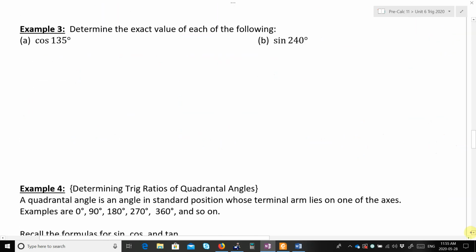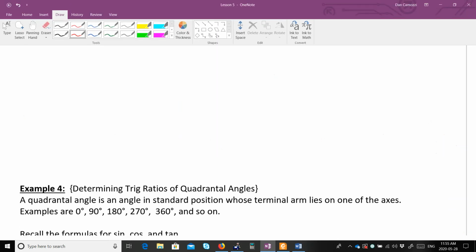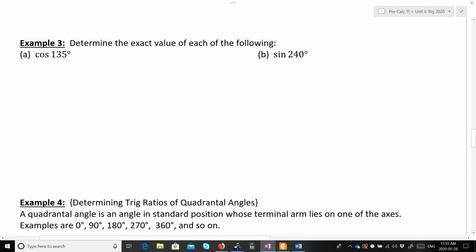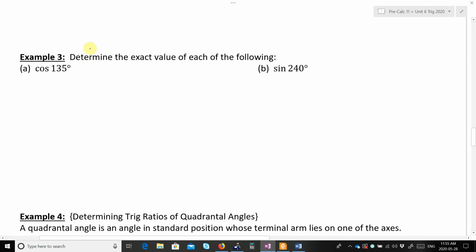All right. So let's check out example 3 then. Determine the exact value of each of the following. Okay, and so if we're going to find exact values, we have to hope that the reference angle for these bigger angles is either 30 degrees, 45 degrees, or 60 degrees, because those are the three that we have exact values for.